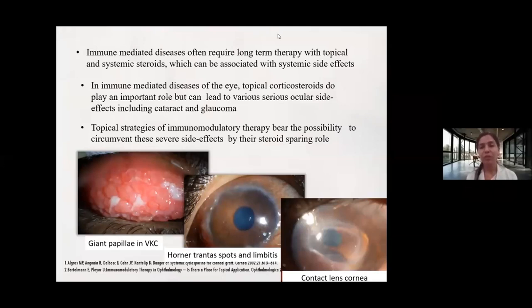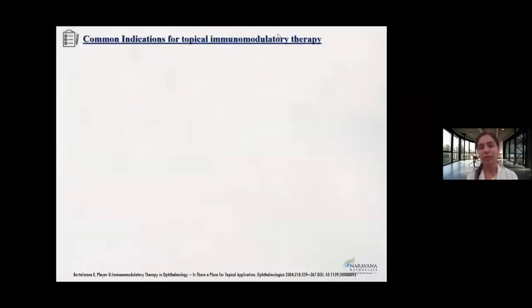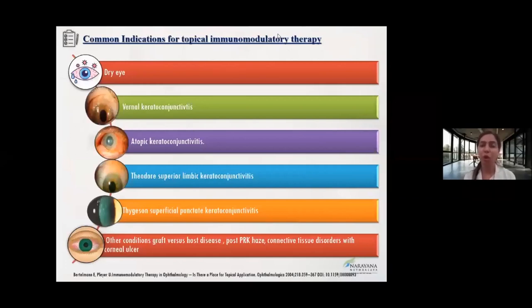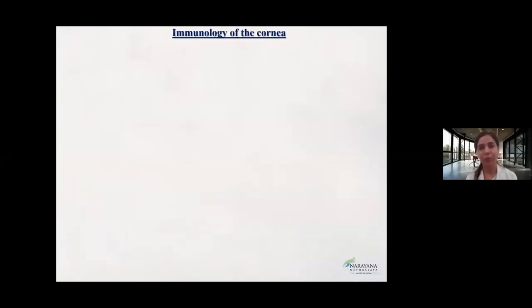So a number of conditions can be benefited by topical immunomodulatory therapy. The most common which we see in our OPD are dry eye, ocular allergy, which may or may not be associated with systemic allergies, superior limbic keratoconjunctivitis, and other conditions like post-PRK haze or connective tissue disorders, very importantly when they are associated with conditions like rheumatoid arthritis or SLE.